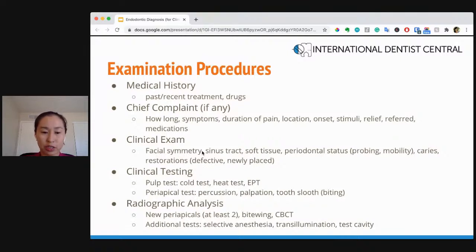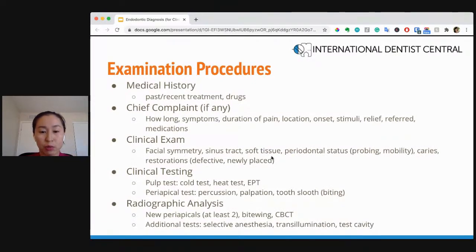So we want to look at the facial asymmetry, to see if there is an asymmetry. That will be a big hint that there's a swelling somewhere that might or might not be the origin, may or may not be the tooth. If there's a sinus tract, the patient might not feel much at all, but there's going to be pus coming out. And with the sinus tract, we also have to remember that it can be draining through the sulcus.